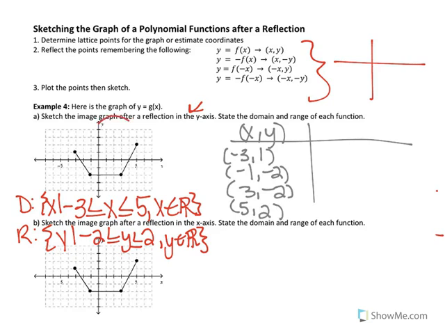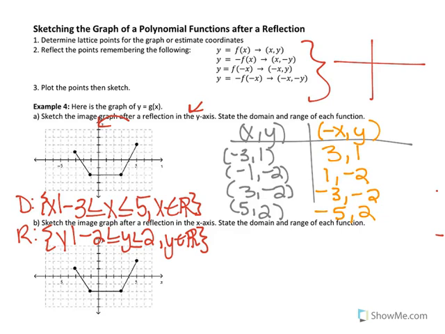If we're reflecting it in the y-axis, that means that our x values are going to change. So it's going to be -x and y. So that is a reflection in the y-axis. So our new points are going to be at 3 and 1, 1 and -2, -3 and -2, -5 and 2. Just make them the opposite sign.